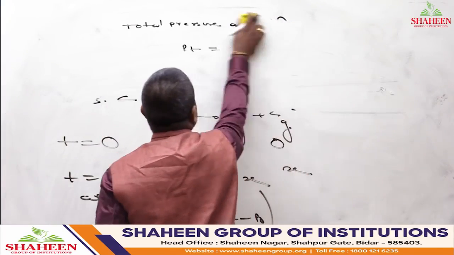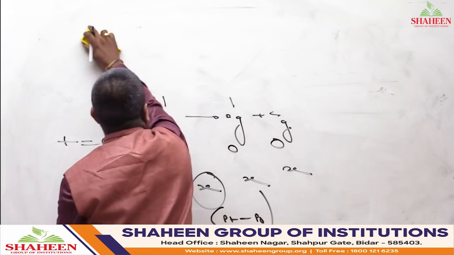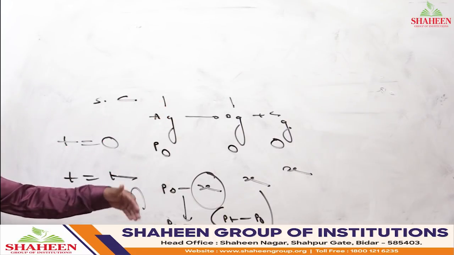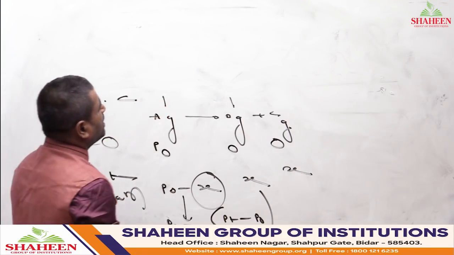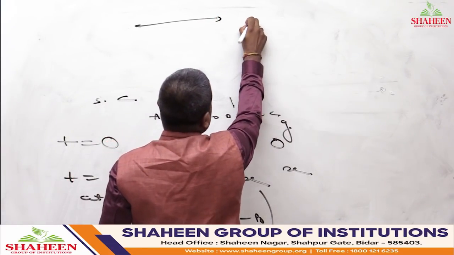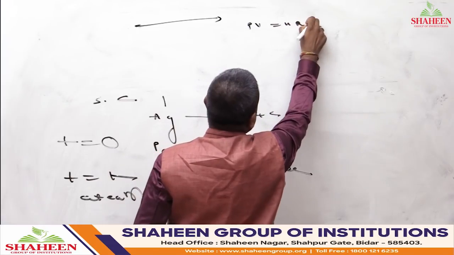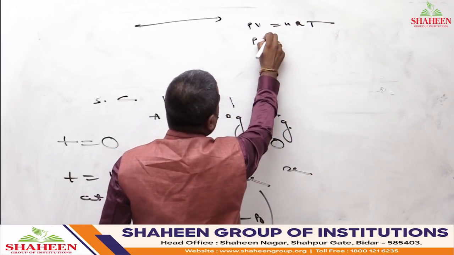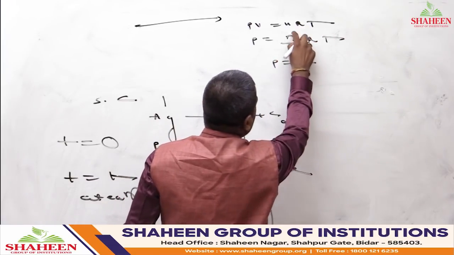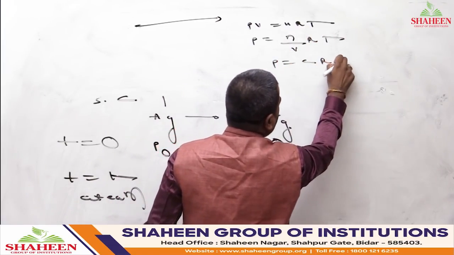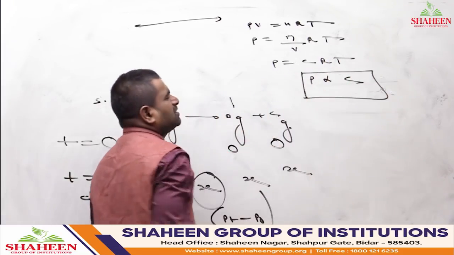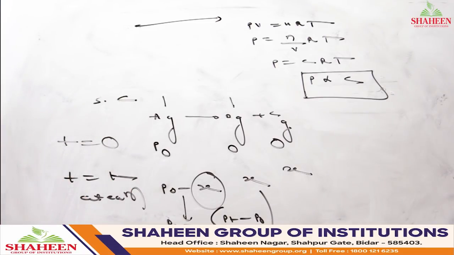Generally, partial pressure is directly proportional to concentration. In the first order reaction, I am replacing concentration with partial pressure because, according to the ideal gas equation for gaseous reactions, PV is equal to nRT. P is equal to n by V into RT, and n by V means concentration, so P is equal to CRT. Therefore, partial pressure is directly proportional to concentration. Now the concentration term is replaced with partial pressure.